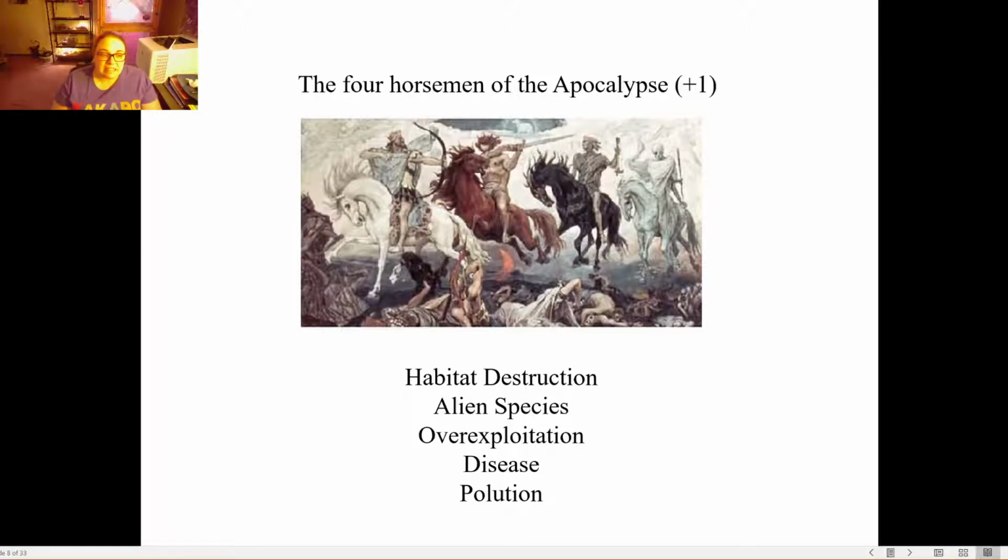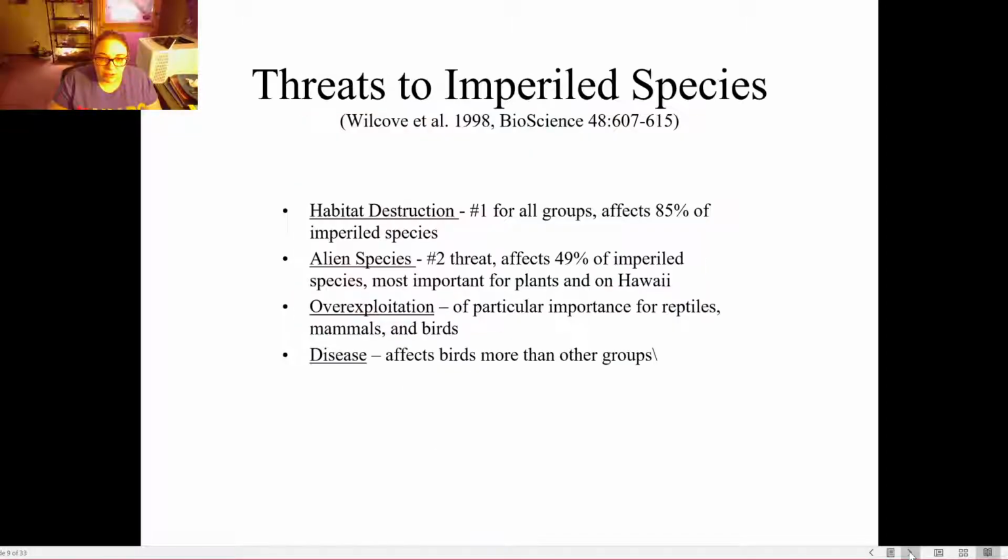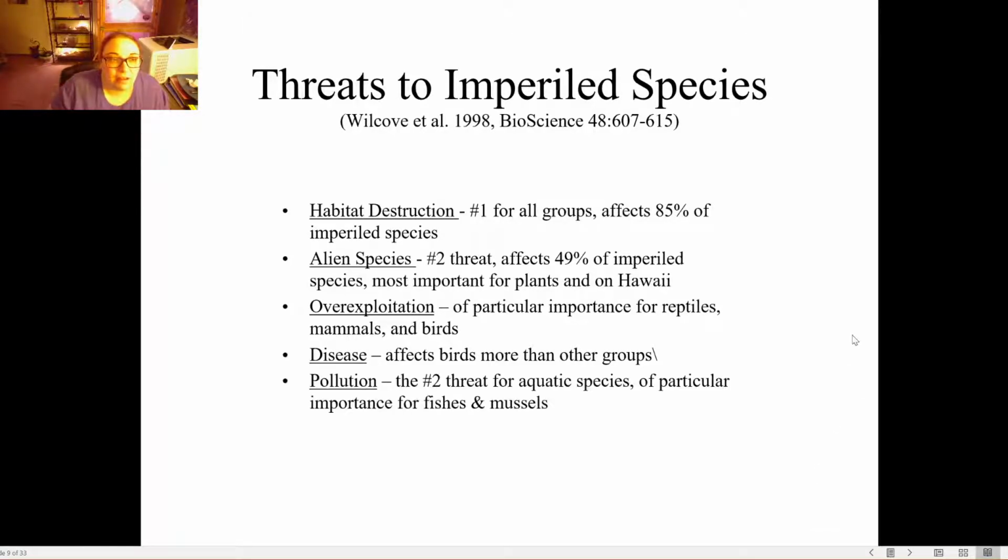And I want you to take a second and guess what you think the number 1 cause might be. They're all definitely important. They are all definitely causes of extinction, but take a second and try to think of what the number 1 cause is. So the number 1 cause for extinction for all groups is habitat destruction. And that affects 85% of imperiled species. Alien species, or introduced or invasive species, are the number 2 threat, and they affect about 49% of imperiled species.